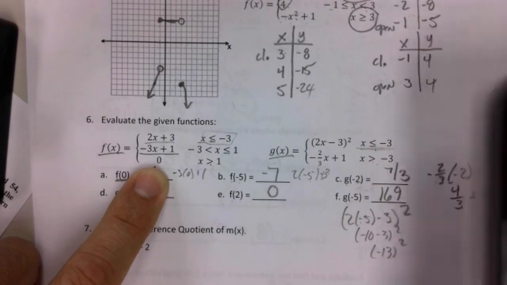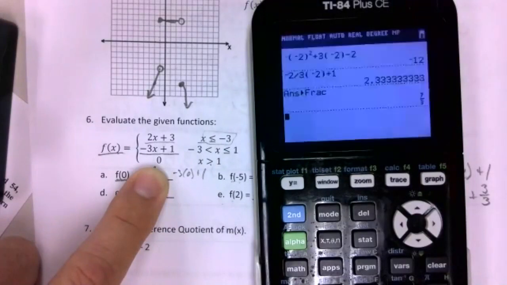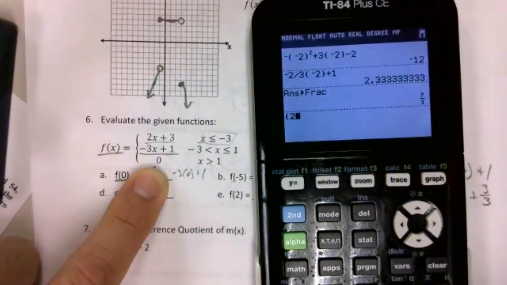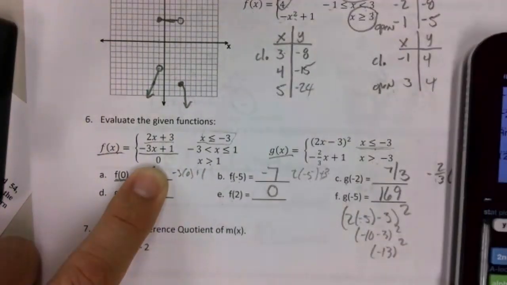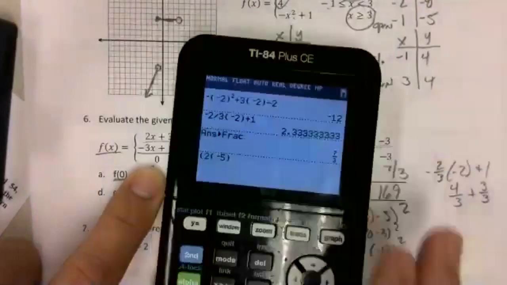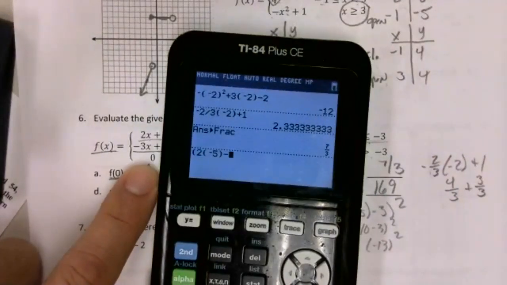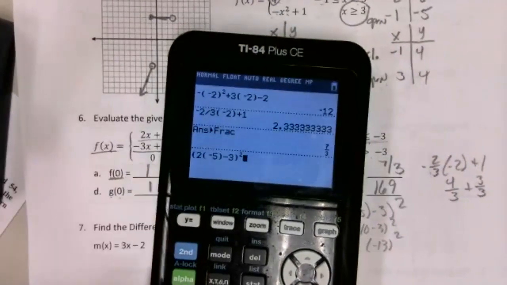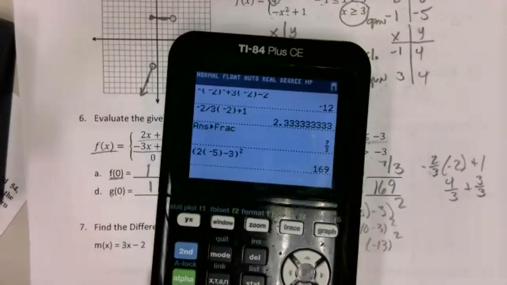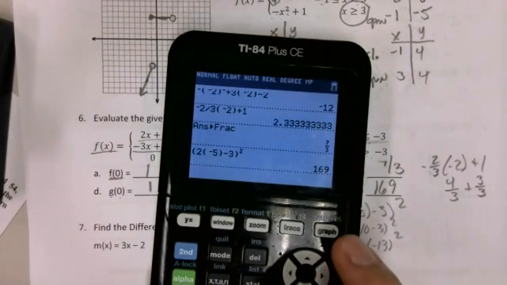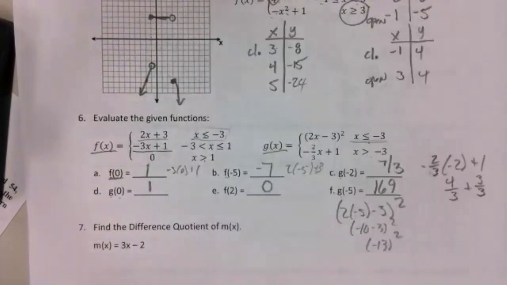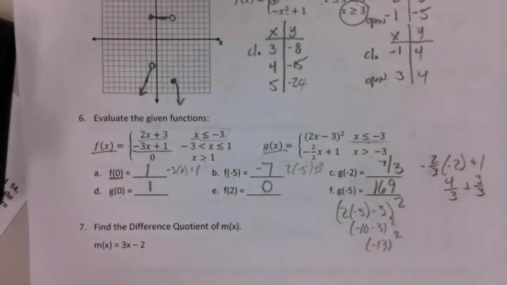Again, you could type that right in your calculator. 2, parenthesis, negative 5. Make sure you put your parentheses. Minus 3. Sorry. Minus 3, parentheses, I want the whole thing squared, 169. If you're going to use a calculator, make sure you do it correctly.